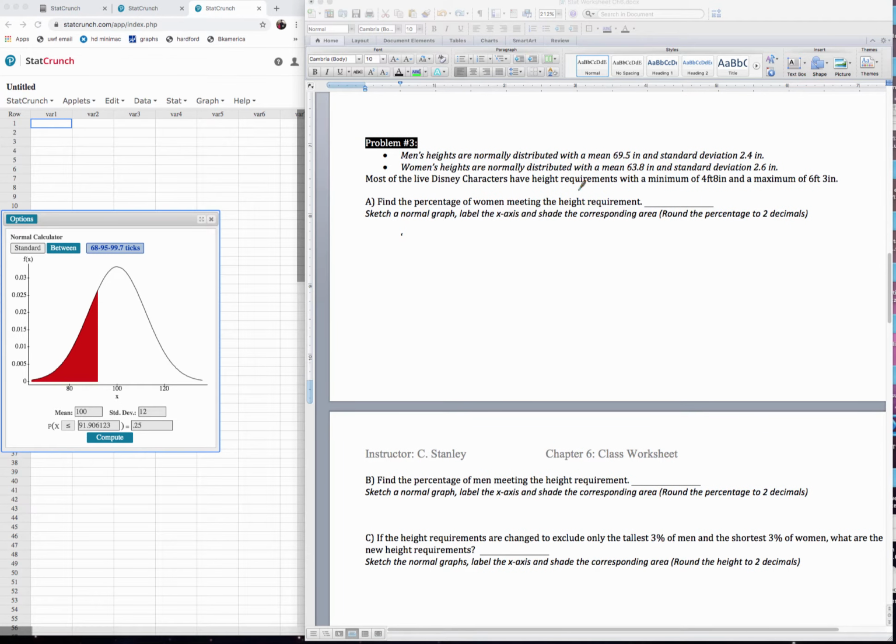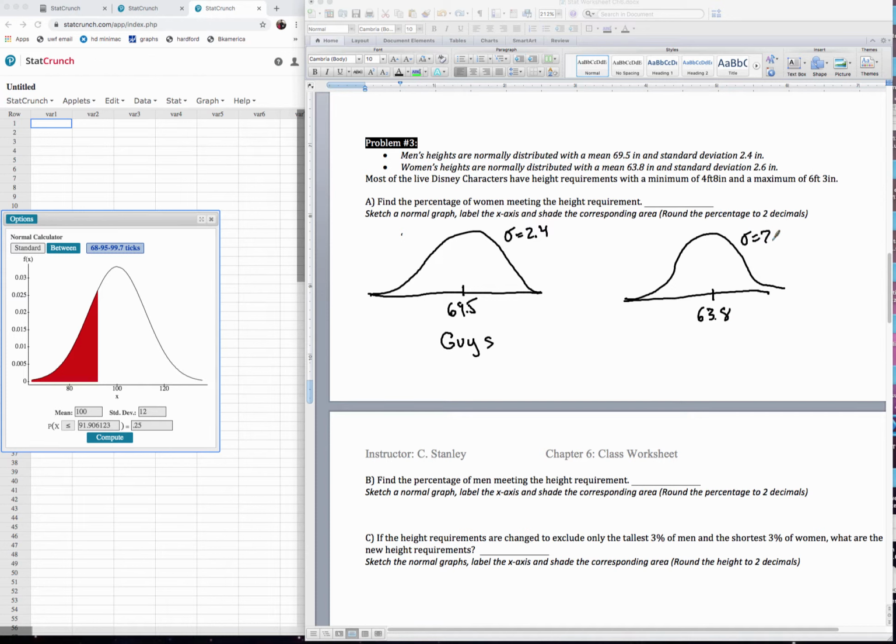Whenever they say normally distributed, I automatically draw a curve. So women's heights are normally distributed, okay? So I'm going to draw the girls here. They have a 69.5 and a 2.4. Oops, that's the guys. Okay, the women: 63.8 and standard deviation of 2.6, which doesn't make sense, but whatever. Here are the girls.